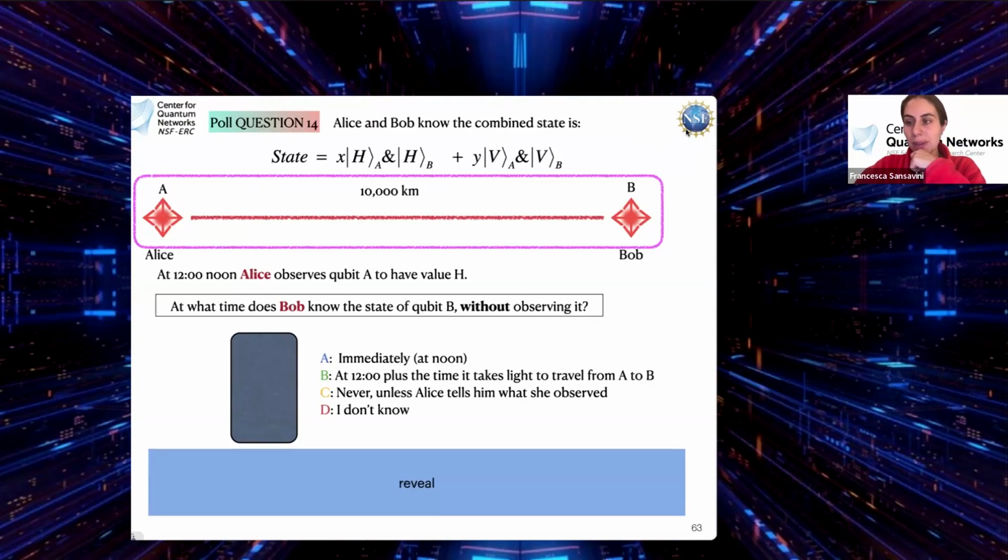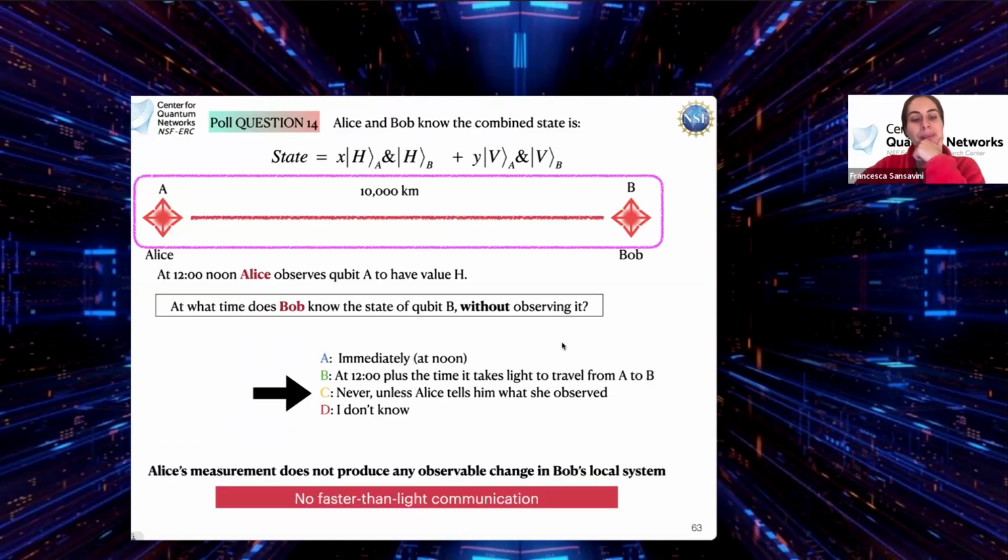Okay, so 63% of people answered never unless Alice tells him what she observed, which is the correct answer. Indeed, when Alice measures her qubit, there is no observable change in Bob's local system. So entanglement does not enable faster than light communication.